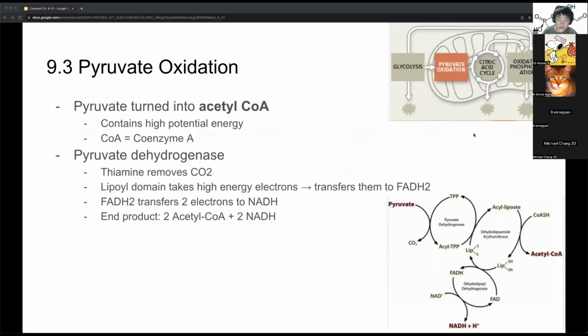Next we have pyruvate oxidation. Pyruvate is turned into acetyl CoA, which contains coenzyme A. Pyruvate dehydrogenase: the thiamine removes the CO2. The lipoamide takes hydrogen electrons and transfers them to FAD, forming FADH2. FADH2 transfers to NAD+, forming NADH, and the product is 2 acetyl CoA and 2 NADH. The most important thing here is probably coenzyme A. Coenzyme A literally goes in with pyruvate and forms acetyl CoA.